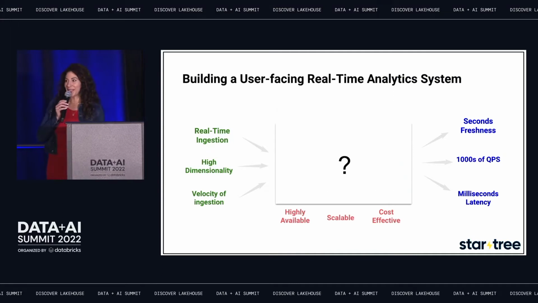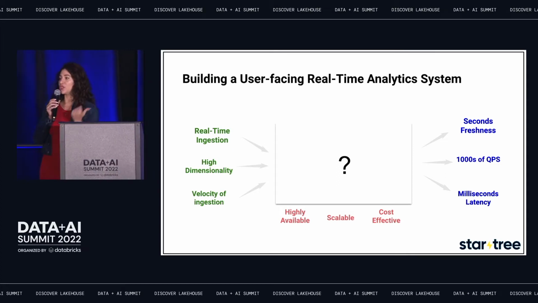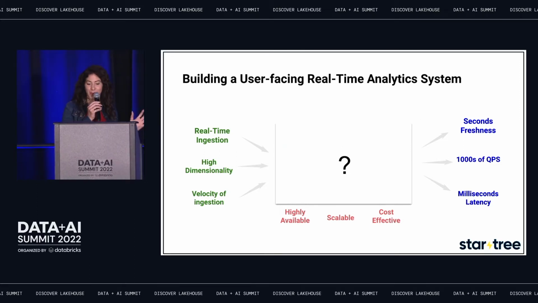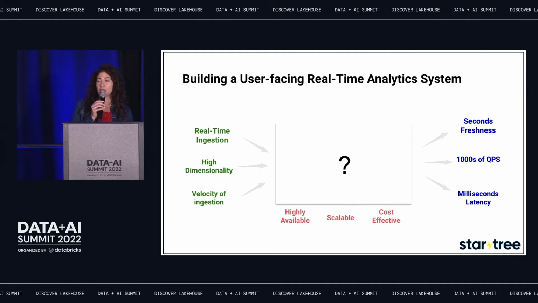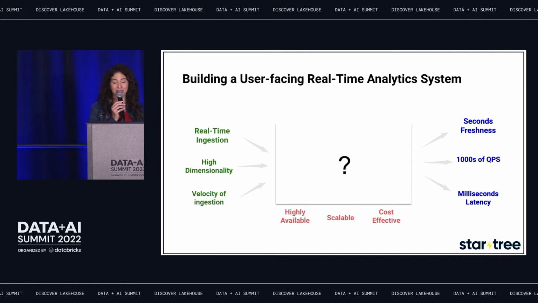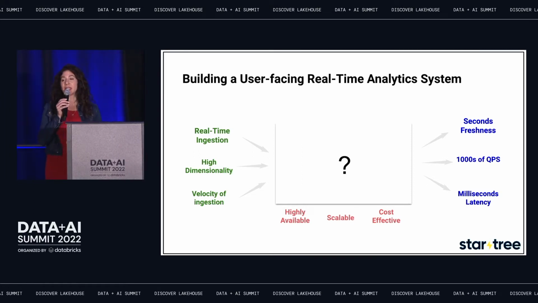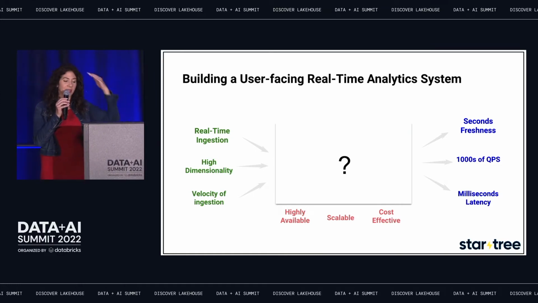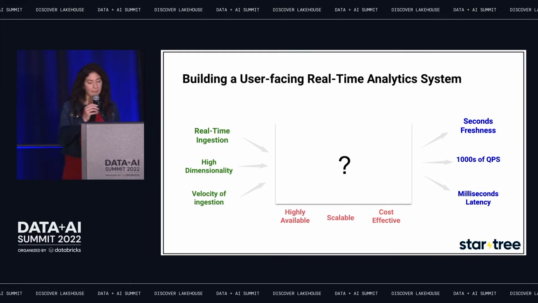So what does it take to build a real-time user-facing analytics system? There's a few things that you need. It has to be able to ingest the data very, very quickly in real time, or as near to real time as possible. It has to be queryable in real time, or as real time as possible, right? Milliseconds of latency. And it also has to be scalable. So you have to be able to query this data set at very high throughput, right?